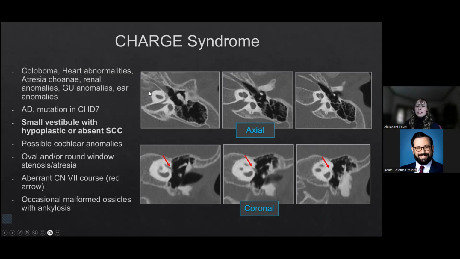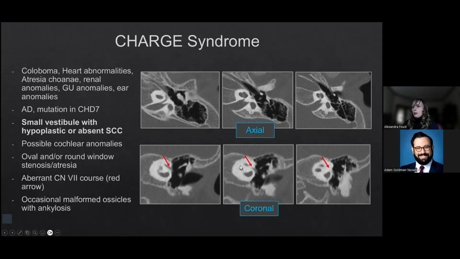CHARGE is caused by an autosomal dominant mutation in CHD7. The classic finding you're looking for is a small vestibule with diminutive or absent semicircular canals, and there really isn't much else that does this. So if I have a case where I have almost no semicircular canals, as I'm showing here, to me this is a CHARGE case until proven otherwise. They can have other anomalies, so you do want to keep a lookout.